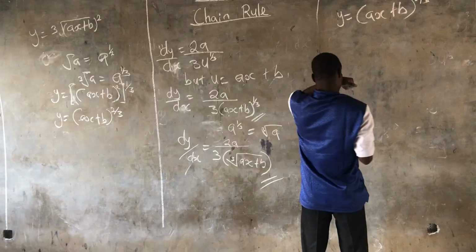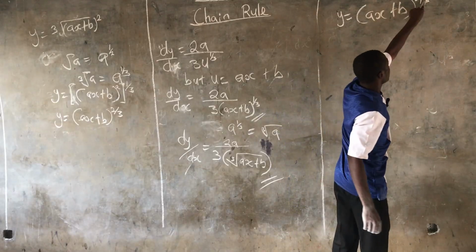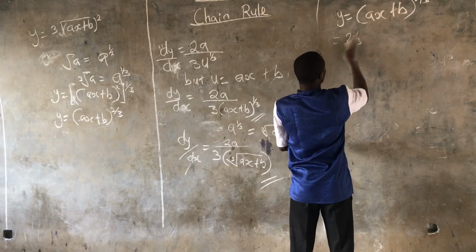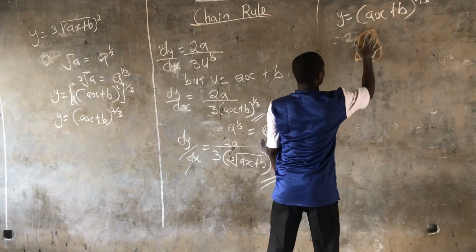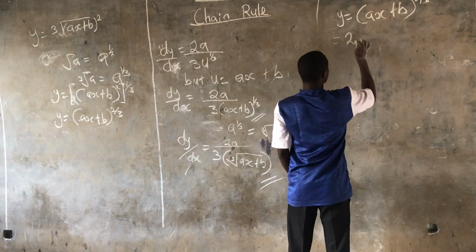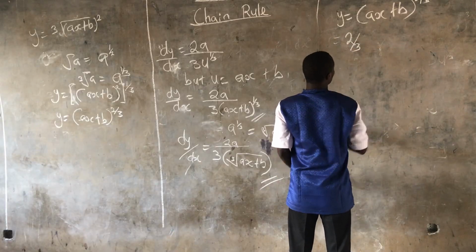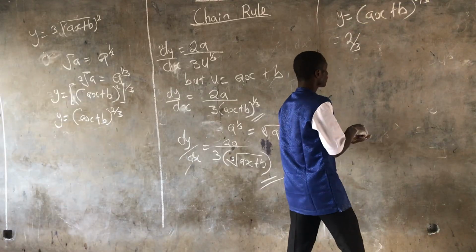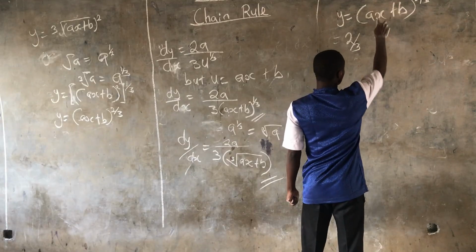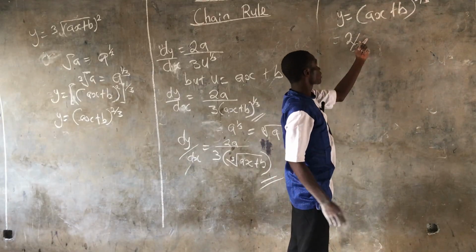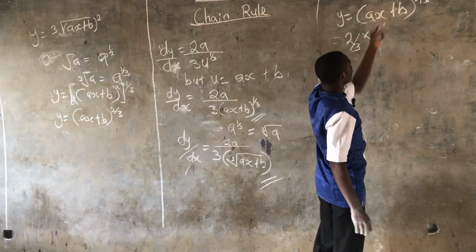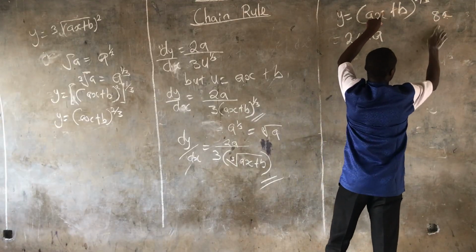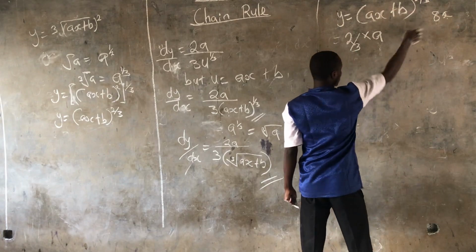In this case, first bring the power down, 2 over 3. Then differentiate this. If I differentiate ax, it becomes a, because 1 times a is a, and x raised to the power 1 minus 1, which is 0, is 1. Plus b is gone, because when you differentiate a constant it becomes 0.